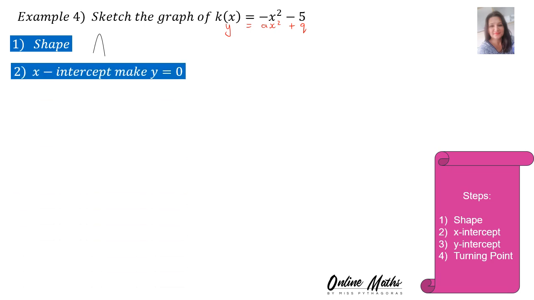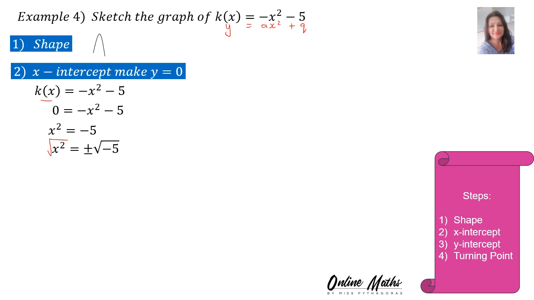Step 2, x-intercept, make y 0. There's the equation. K of x is y, we make it 0, we end with 0 equals minus x squared minus 5. Now on this one, I will let the x squared walk across and it becomes positive x squared is equal to negative 5. And then to get rid of the square, I will take the square root both sides. And then when I take the square root on the right hand side, I add plus or minus.